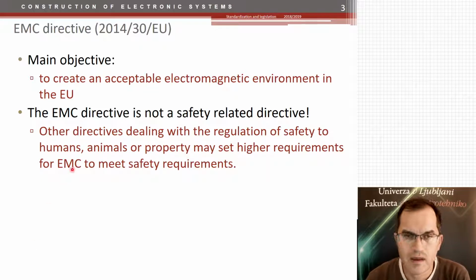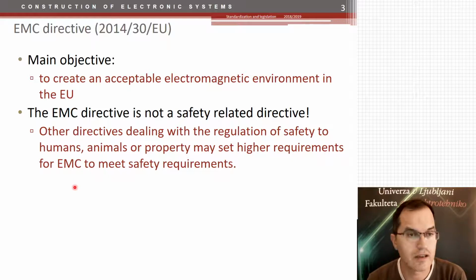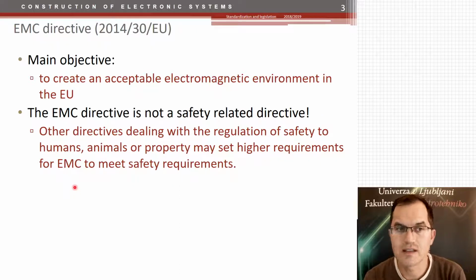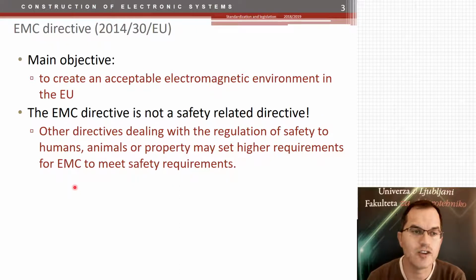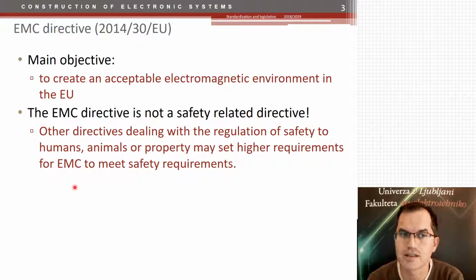Okay, so the main objective of the EMC directive is to create an acceptable electromagnetic environment. This is not the safety directive, which means it's not talking about the 5G influence on the human body, but it's talking about the coexistence of electronic devices in this electromagnetic environment. So again, to stress, it's not the safety issue that is dealt with here, and that's what you should remember.